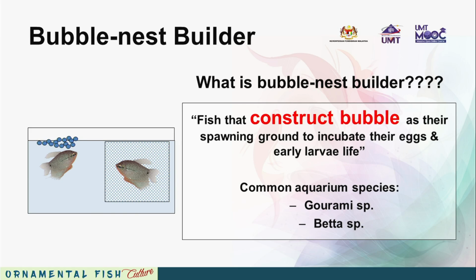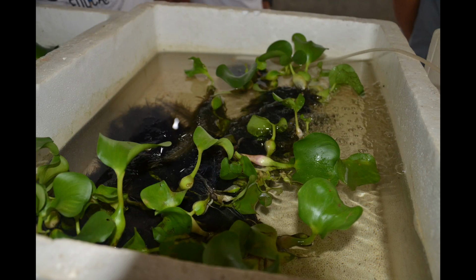The bubble nest builder is a very unique fish that constructs bubbles as its spawning ground to incubate its own eggs and larvae. Examples are the Gourami and Betta species, both popular bubble nest builder species in the ornamental fish market. In this video, we will only talk about the Gourami.